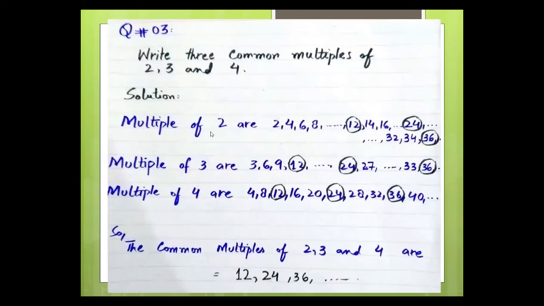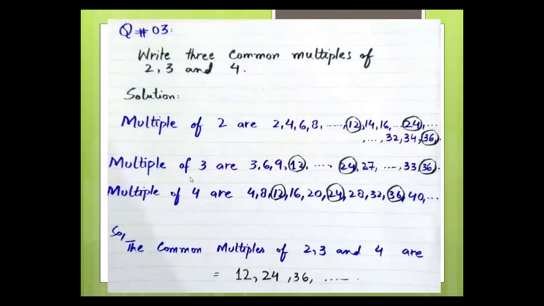First you list out the multiples of 2. So the multiples of 2 are 2, 4, 6, 8, 10, 12, 14, 16, 18, 20, 22, 24, 28, 30, 32, 34, 36. There are so many numbers, but we don't have much space. That's why we just put a dotted line over here. Hope you all understand this.